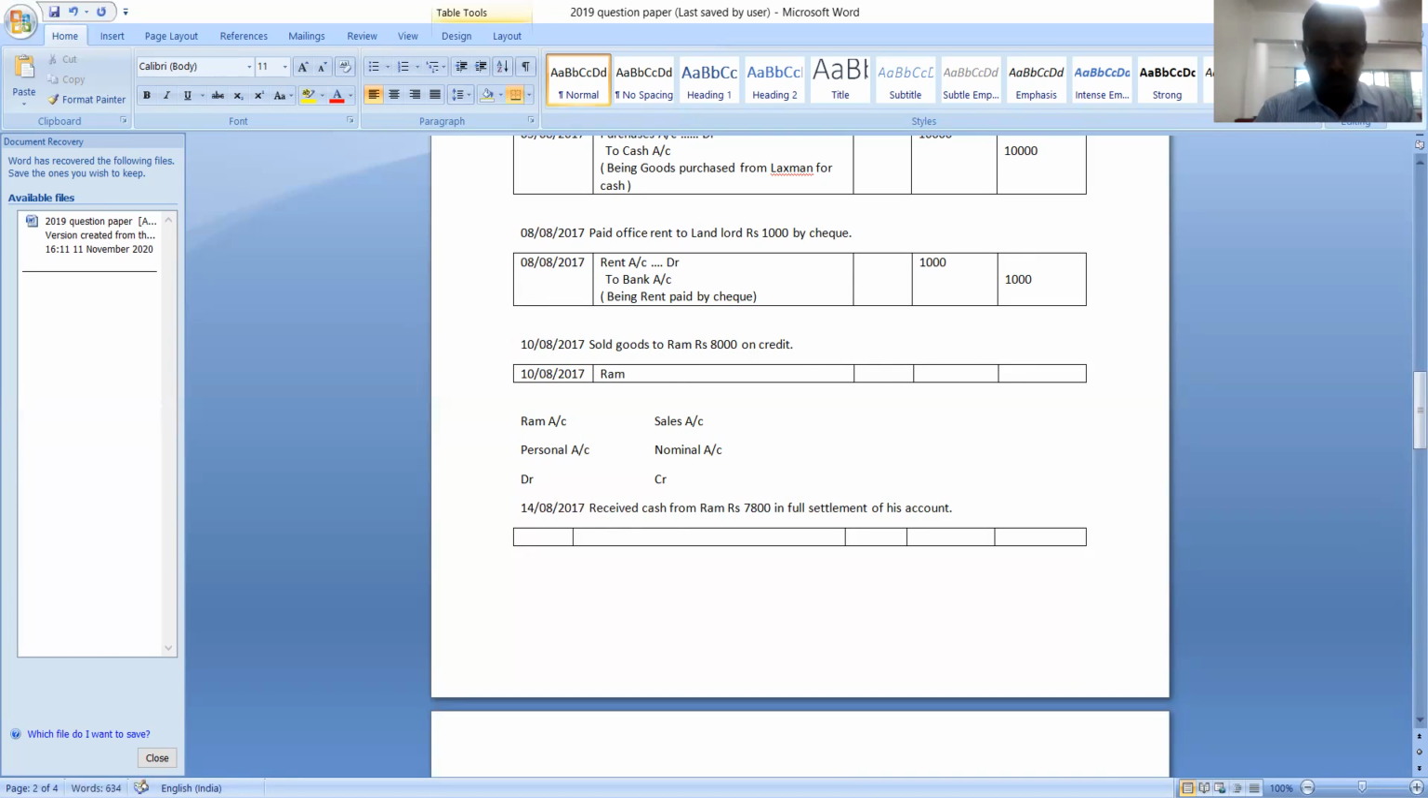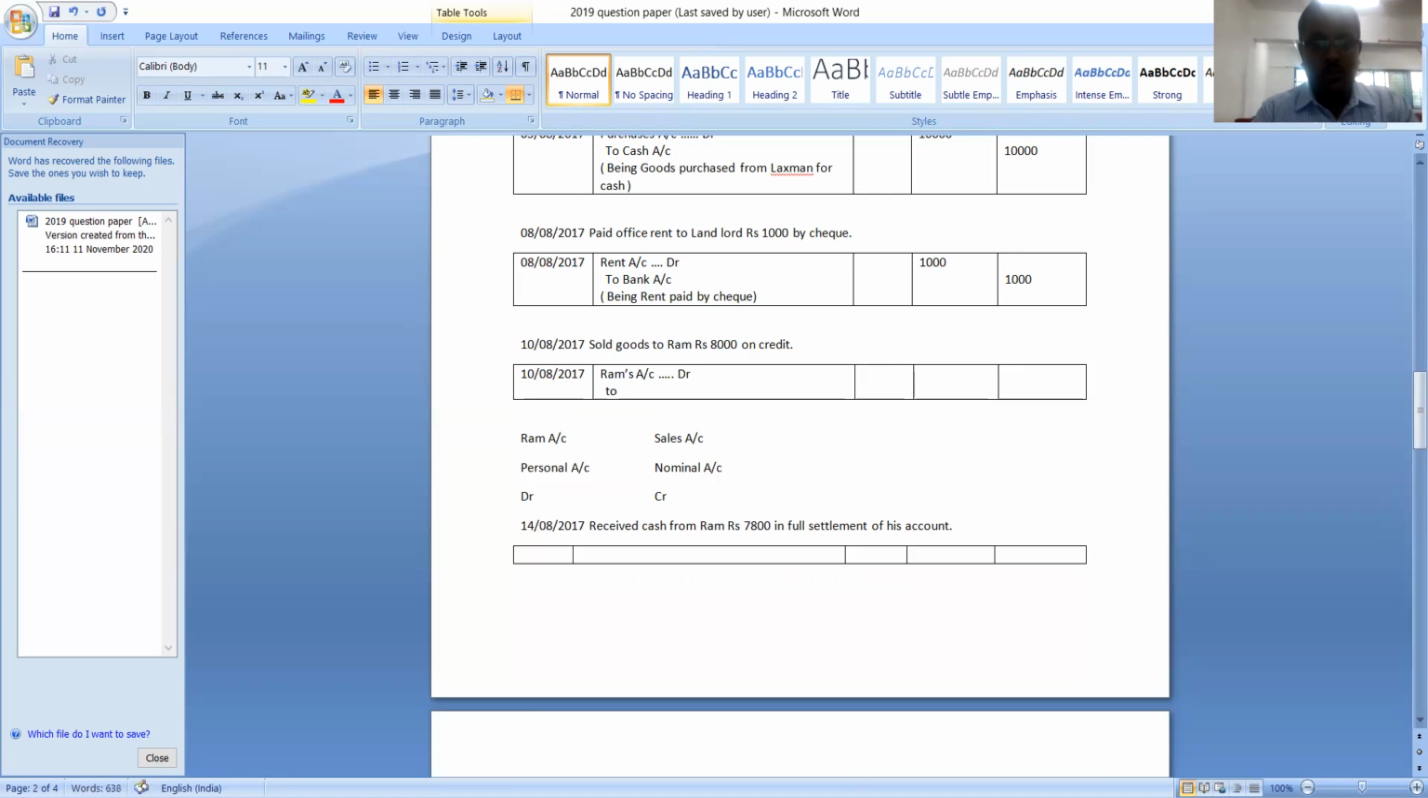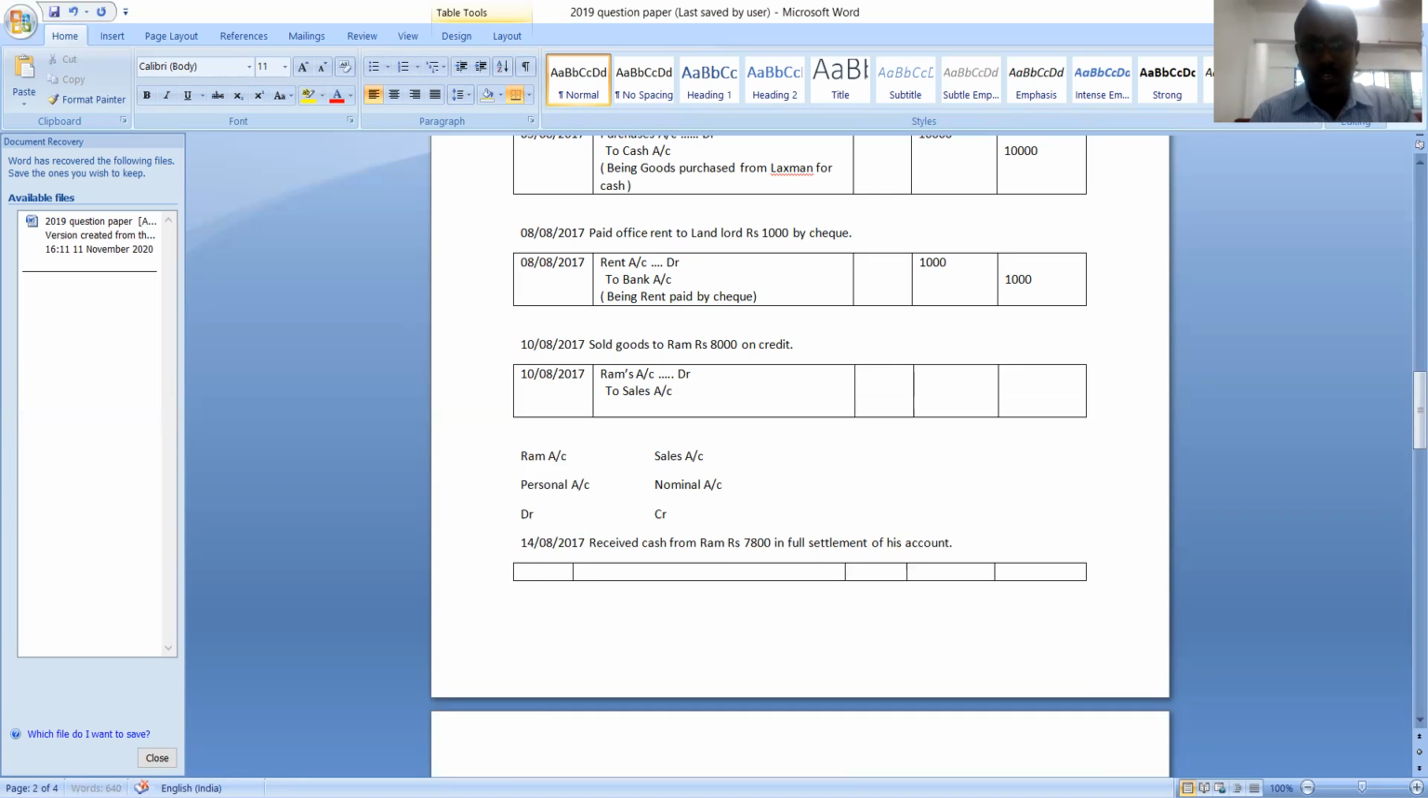So let us write the journal entry. Which account to debit? Ram's account debit, because Ram is the receiver. Sold goods to Ram, Ram is the receiver. Debit is the receiver. So Ram's account debit to sales account, because sales are income. Credit all incomes and gains. Now we should write narration in bracket: being goods sold to Ram on credit.